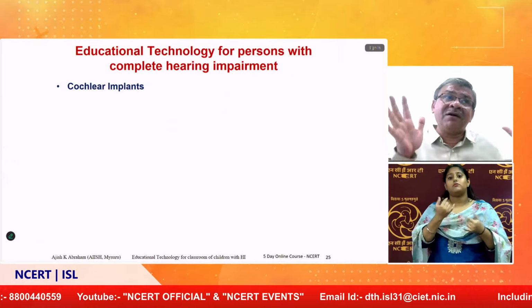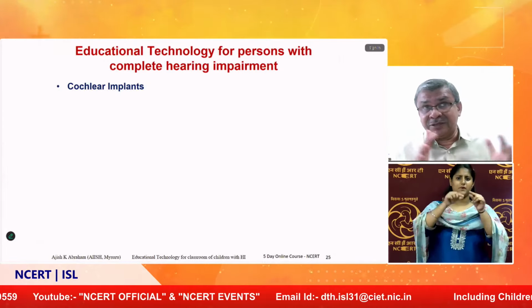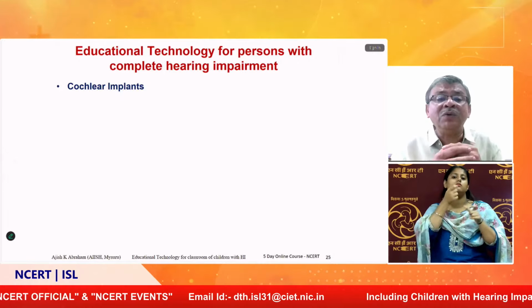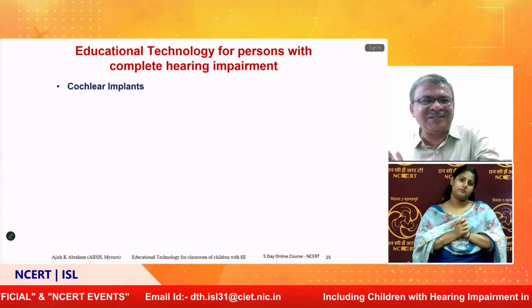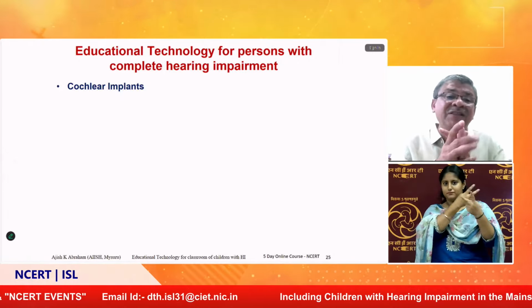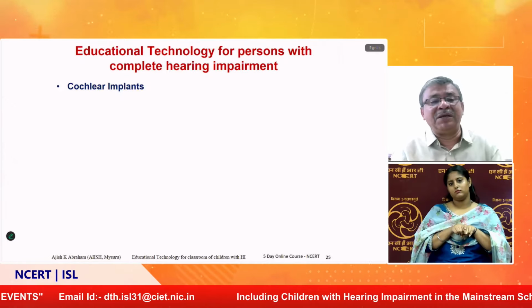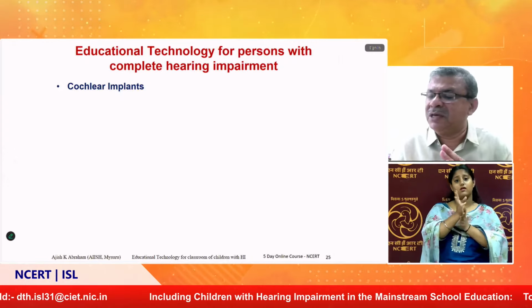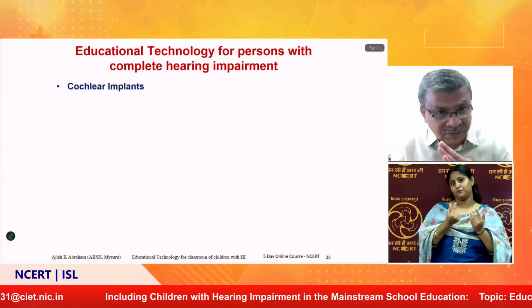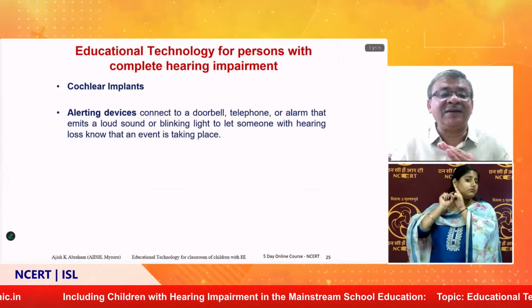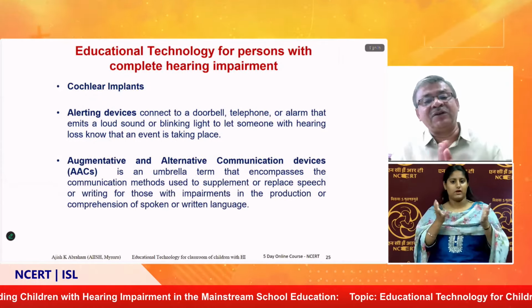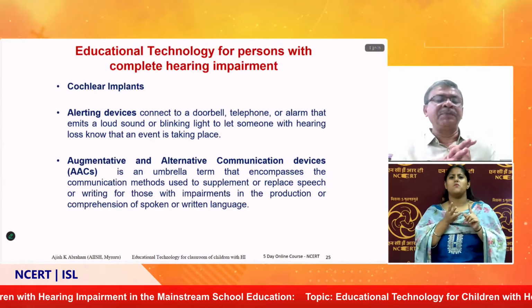Now we have seen at length the technologies which can be used for children with hearing loss. So now we will move on to the other category of children with complete hearing impairment. There are three different categories of technologies which can be used with them. The first is cochlear implant, the second is alerting devices, and the third is augmentative and alternative communication devices.